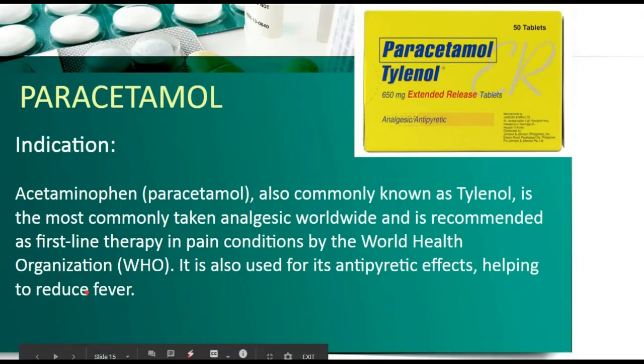So the next non-narcotic drug example is paracetamol. It is an acetaminophen that is also commonly known as Tylenol, the most commonly taken analgesic worldwide, and is recommended as first-line therapy in pain conditions by the World Health Organization. It is also used for its antipyretic effects, helping to reduce fever.